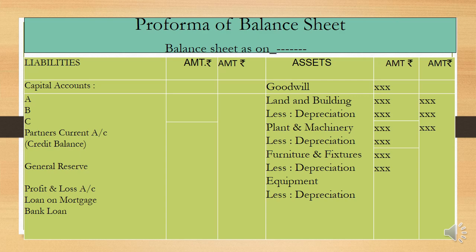Goodwill is an intangible asset. With the goodwill we have so many intangible assets like the patent, copyright, trademark. These are all intangible fixed assets, so they are to be recorded on the asset side. Land and building is a fixed asset, plant and machinery, furniture, equipment, and all the fixed assets are subject to depreciation every year because of their use, because of their wear and tear. So depreciation is a loss, that is why we have to deduct it from the assets.